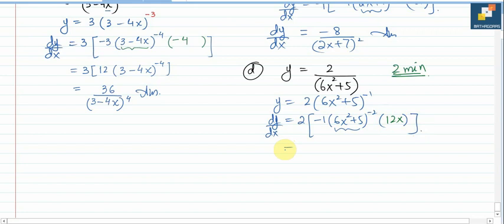Alright, now you can solve it. So 2 into 12 is 24, x with a negative sign, divided by (6x square plus 5) whole square. That is your answer.